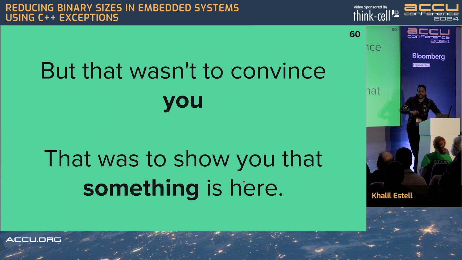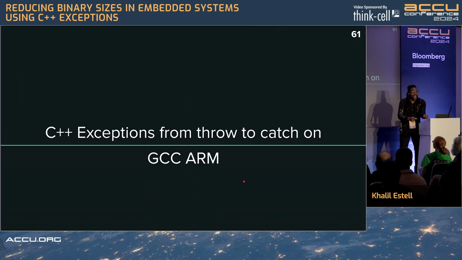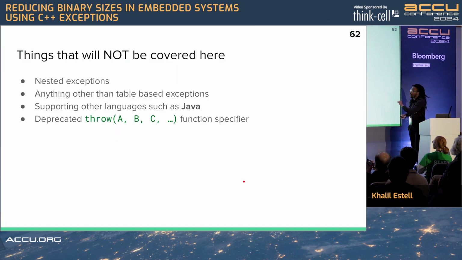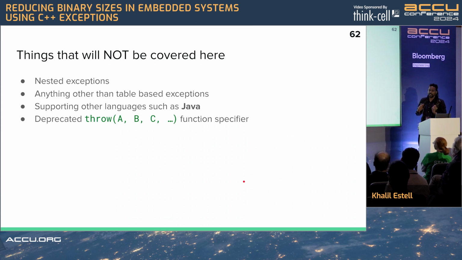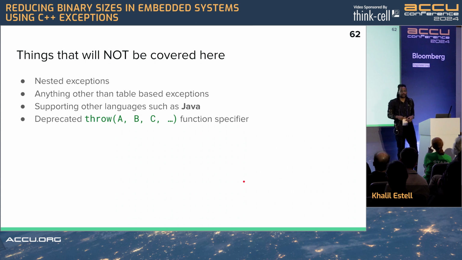In order to attempt to convince you, I'm going to go over how exceptions work from throw to catch, so you guys have a mental model for how all this stuff works. Things I'm not going to cover. Nested exceptions. Nah. Anything other than table-based exceptions. I personally believe that table-based exceptions are the best form of exceptions. I will not talk about supporting Java because you can support other languages with libunwind and C++ exceptions. If you didn't know that, your compiler will actually check to see if the exception being thrown is a Java object or not, and it'll use that to figure out how to propagate it.